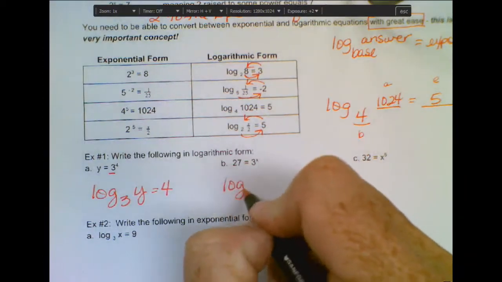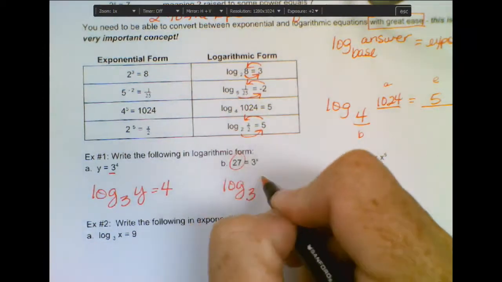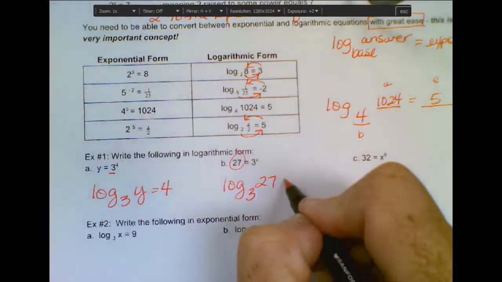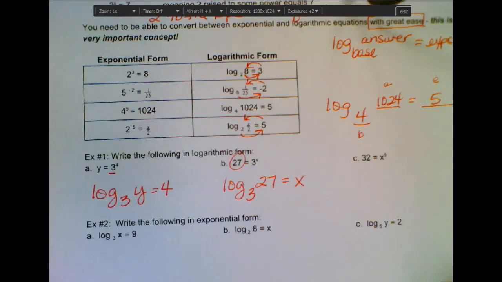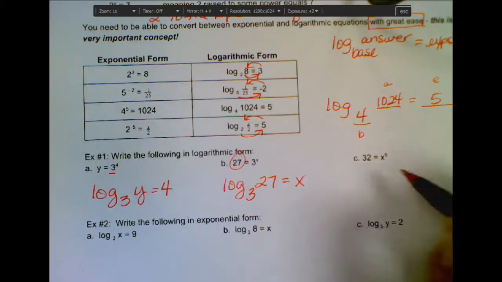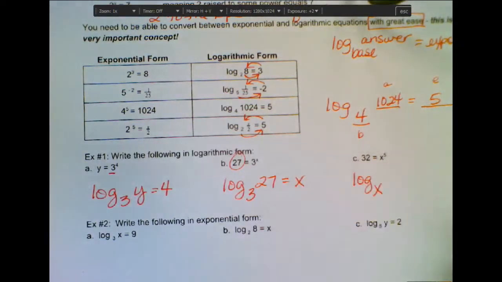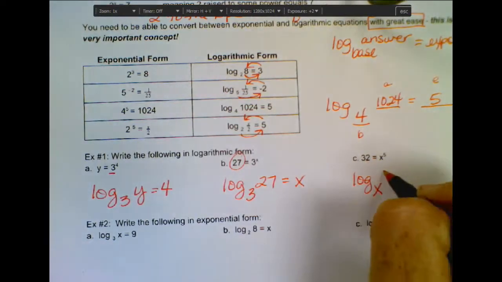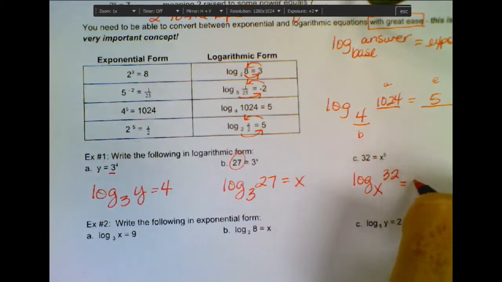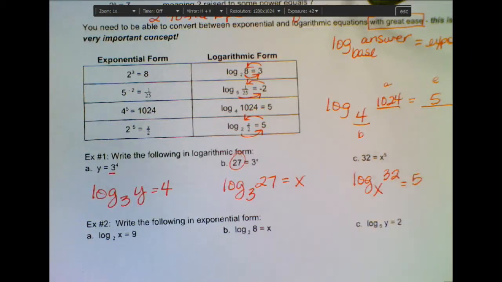Okay, now that you're back, let's check. So we have log, our base is 3, our answer is 27, so that goes right next to our base, and our exponent is our variable, our unknown x. So log base 3 of 27 equals x. And that's how you would say that, log base 3 of 27. For C, our base this time was x, our answer was 32, and our exponent was 5. So some number to the 5th power equals 32. You should also be able to solve these, which you're going to do down lower in example 3.